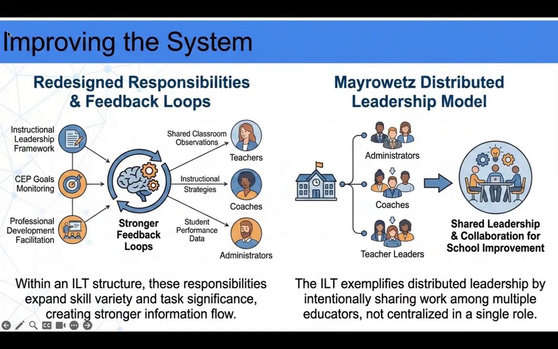So here you'll see that the system was improved by using the Mehrowitz distributed leadership model. Again, it's really about just having that shared leadership and the collaboration of school improvement. Whereas on the old model, you have all these different frameworks, and they don't always necessarily come together as one. It remains as its separate own entities, you could say. And again, the leadership model with Mehrowitz exemplifies distributed leadership by intentionally sharing work among multiple educators and not centralizing a single role.